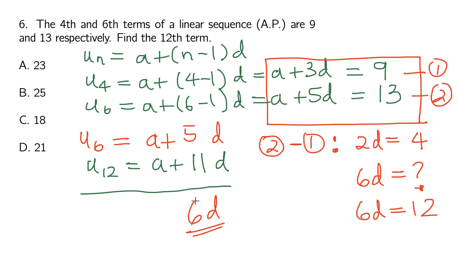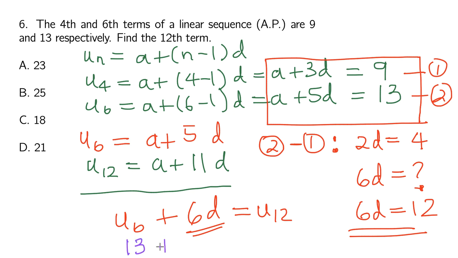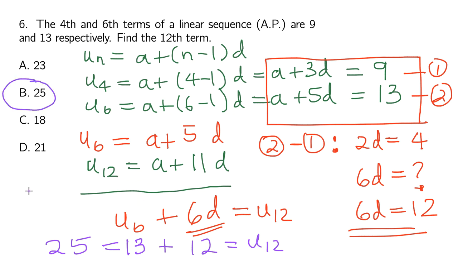Now, we've already said that u6 plus 6d equals u12, and we have 6d being equal to 12. So we add 12 to u6. u6 is 13, so 13 plus 12 equals u12. Now 13 plus 12 equals 25. So that's our answer, 25.